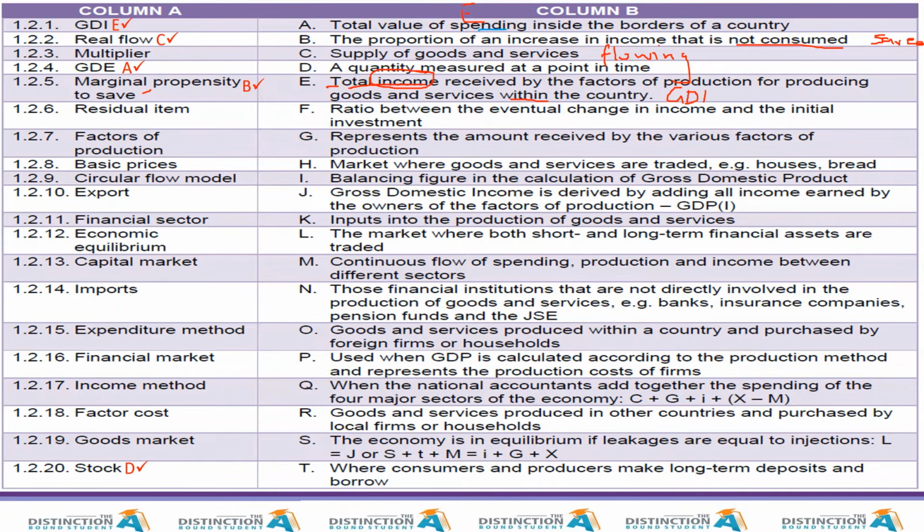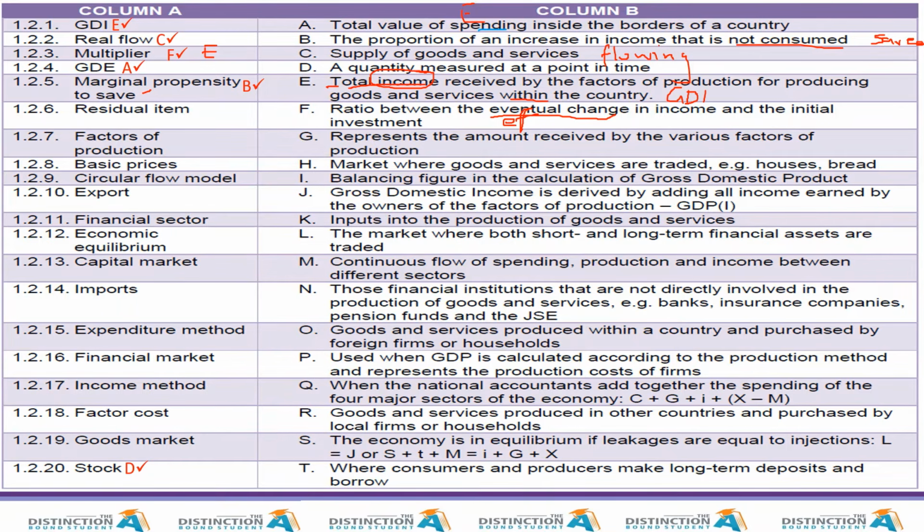The ratio between the eventual change in income and the initial investment. I think the key here is eventual. And if it changes eventually, I think it has been affected. Don't you think? So the answer will be multiplier. Effect would be more correct, but we don't have multiplier effect here, so we'll leave it there. But the correct answer here would be multiplier effect.